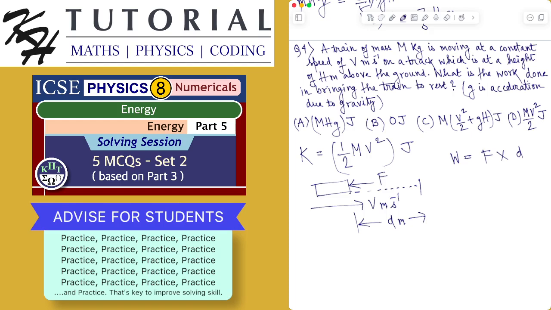Now the force that stopped the train has to be applied opposite to the direction of motion of the train. And the magnitude of the work done by that force has to be equal to the loss in the kinetic energy of the train.